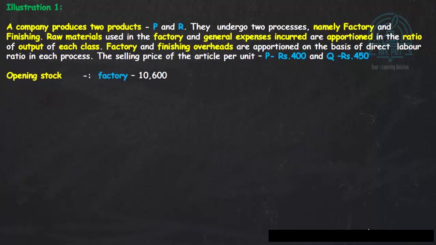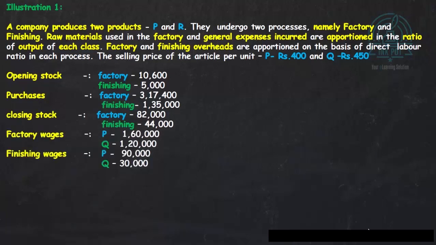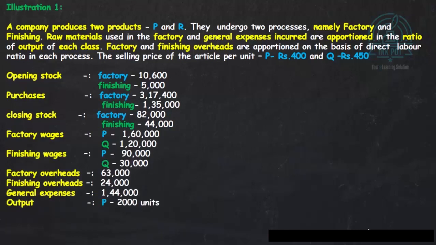And we are given with the information that raw material and general expenses are to be divided in the ratio of output. Factory and finishing overheads are to be divided on the basis of direct labor ratio. And selling price of P is 400 whereas Q is 450. We are given with the opening stock, purchases, closing stock, factory wages, finishing wages, factory overheads, finishing overheads, general expenses and output of P and Q.